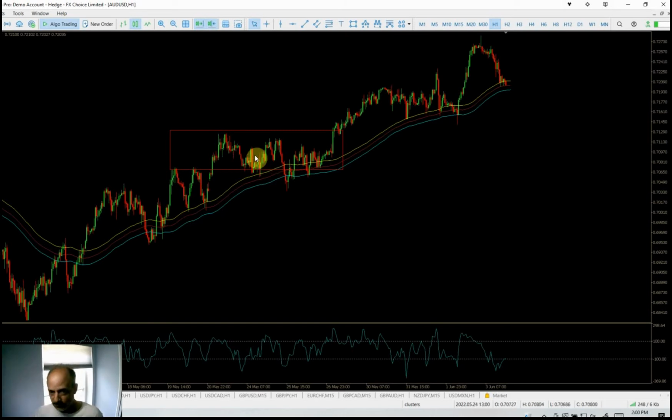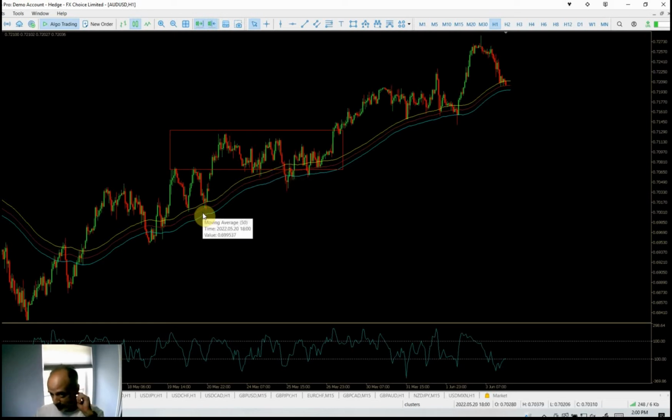Okay, so that's the first part of this. You're waiting for pullbacks into this 50 EMA channel. The deeper it pulls in, the better. You can see we did get a little touch here, and it started going. This probably would have sucked people in at this point, and I probably would have taken this too.